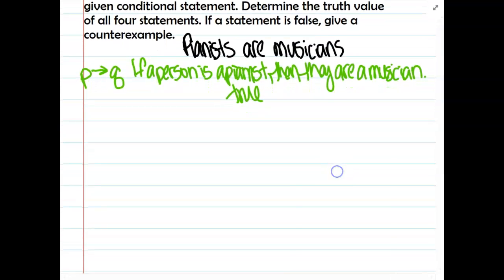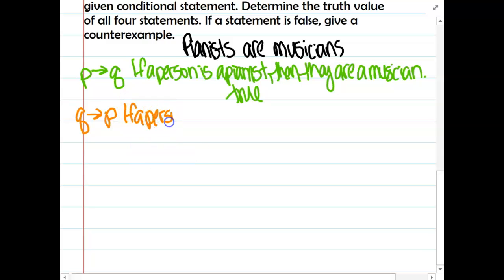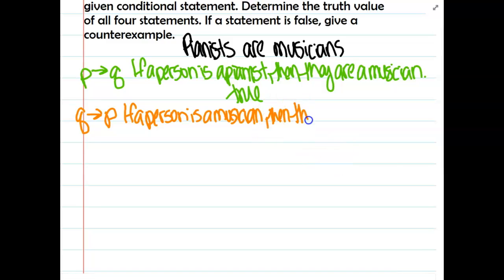Next thing, we want to write the converse. The converse is easy to do. You just flip them. The notation for this is if Q, then P. We're just going to take the conclusion and turn it into the hypothesis. So we're going to say, if a person is a musician, then they are a pianist. Just flip them.